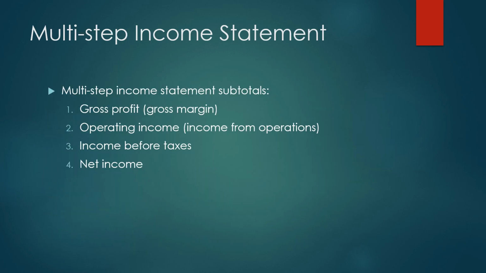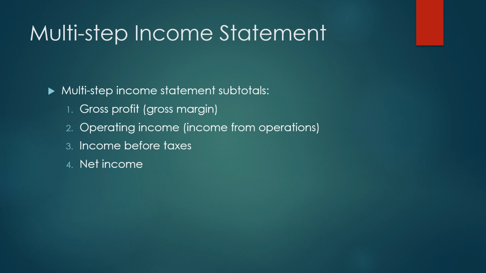You're given an adjusted trial balance for this part of your practice. The first thing you're going to do is prepare a multi-step income statement. If you recall, a multi-step income statement includes several subtotals. The first one is gross profit. The second one is operating income. The third one is income before taxes, and then net income.